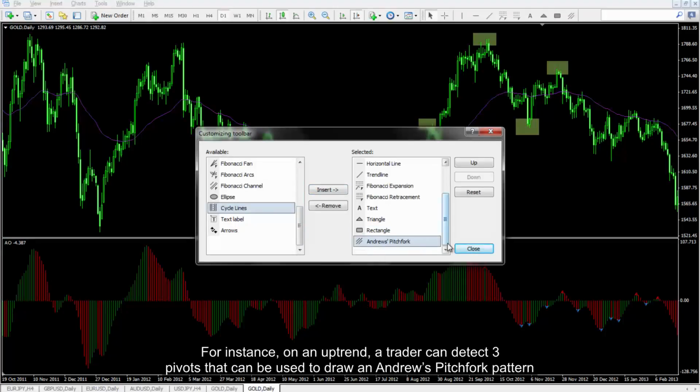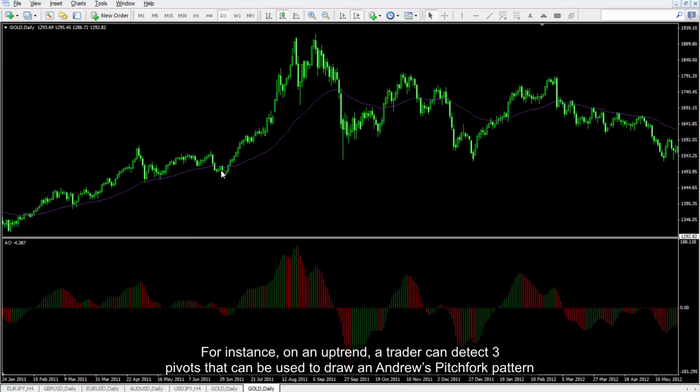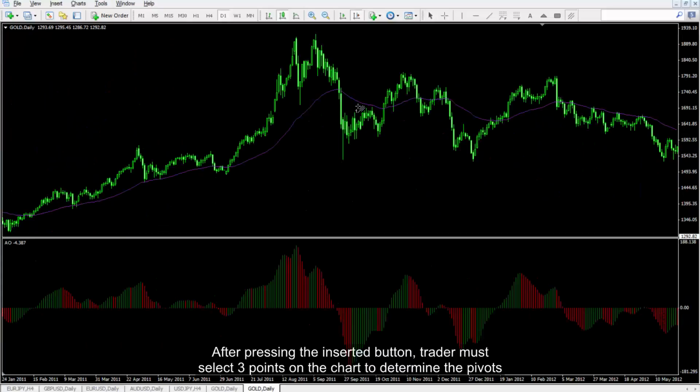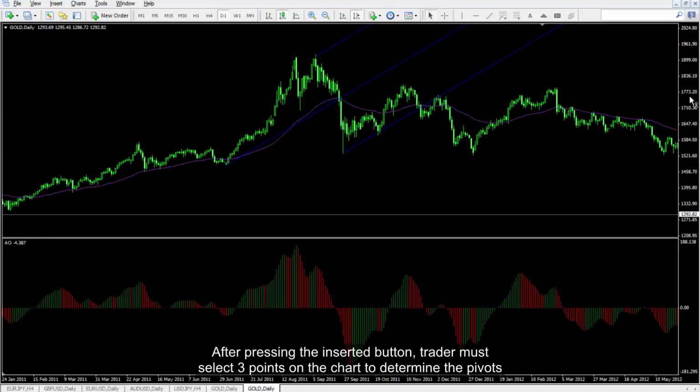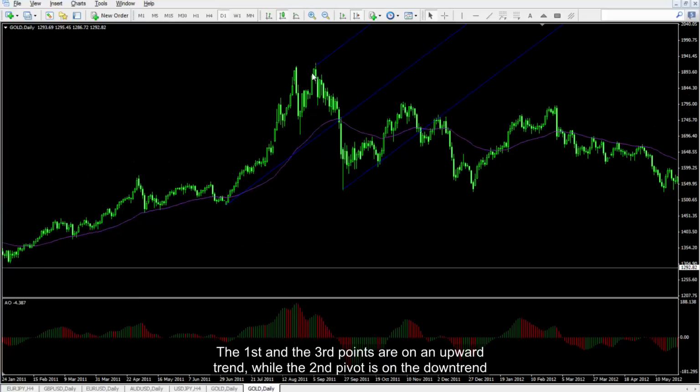For instance, on an uptrend, a trader can detect three pivots that can be used to draw an Andrew's Pitchfork pattern. After pressing the Insert button, a trader must select 3 points on the chart to determine the pivots. These parallel lines are drawn on 3 pivots. The first and third points are on an upward trend, while the second pivot is on a downtrend.